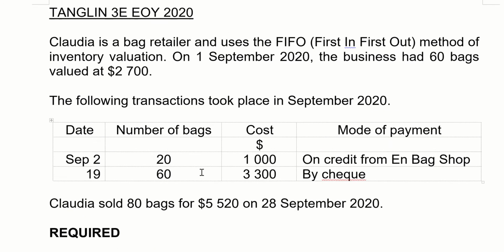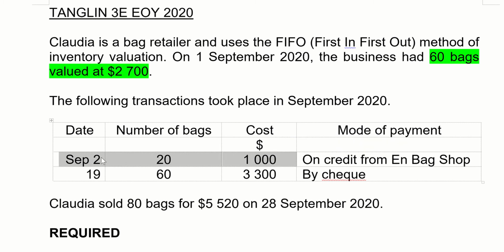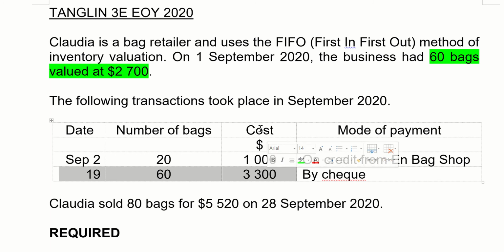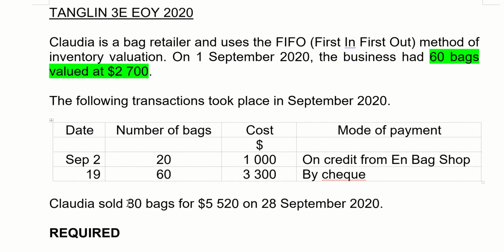We go back to our question again. So on 1st of September, they had 60 bags of 2007. And then in the month of September, they bought 2 batches of bags. On 2nd September, they bought 20 bags. And then on 19th of September, they bought 60 bags, right? Now, the next relevant information is that Claudia sold 80 bags.